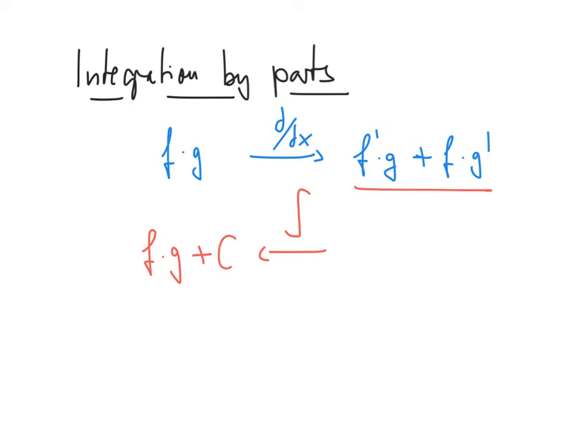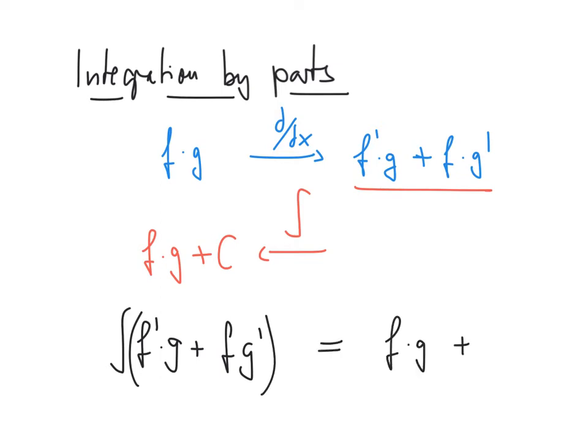But let's write this in a more detailed way. So we can write this as the integral of f prime g plus f g prime gives us f times g plus c. Now we can rearrange this, so the integral is what is called additive. So if there's a sum, I can distribute the integral over the individual terms in the sum. So I can write this as the integral of f prime g plus the integral of f g prime is equal to fg. Forgive me if I drop the c now for convenience.